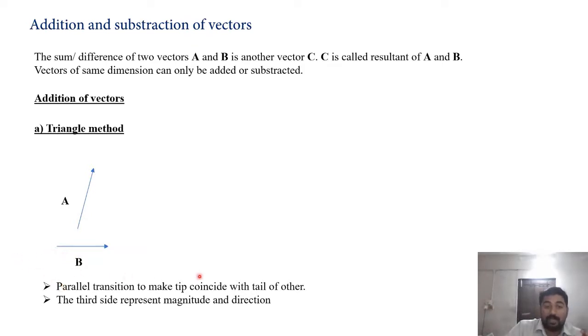So what do you have to do? You have to make a parallel transition. You just transfer this in one direction and you also make a transition in this direction. So what is the condition? The tip coincides with the tail of the other. The tip of A will coincide with the tail of B. So this transition is only possible for the triangle method.